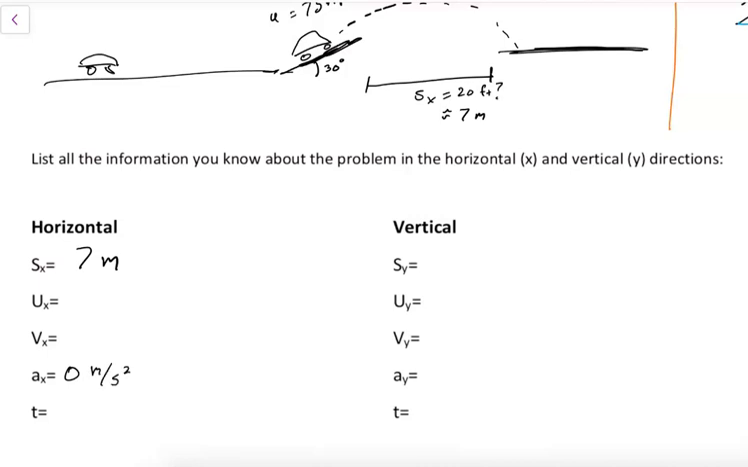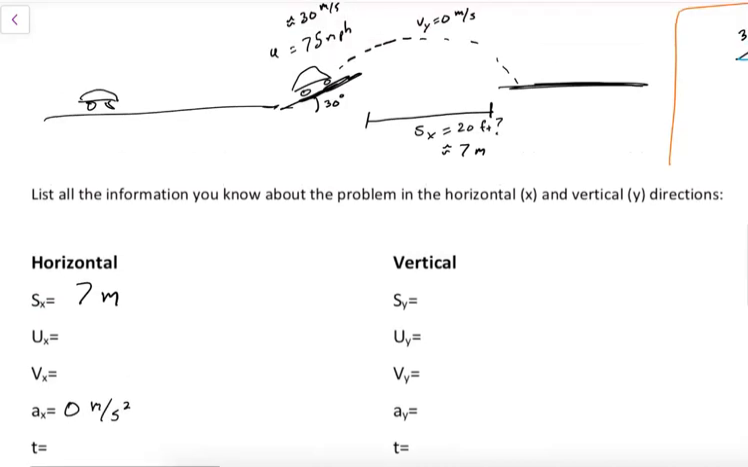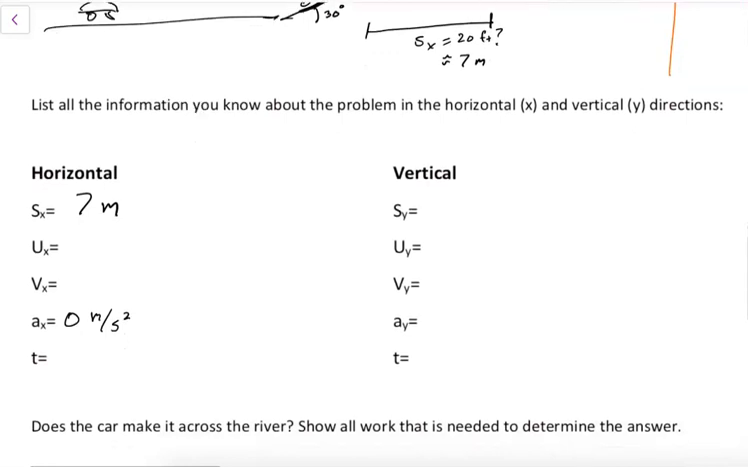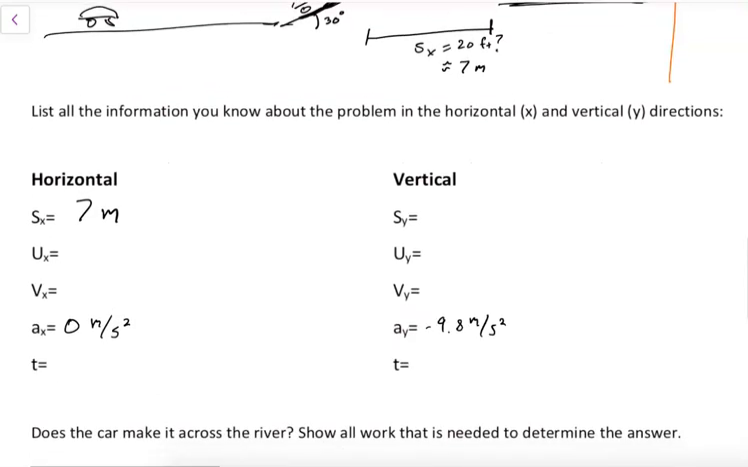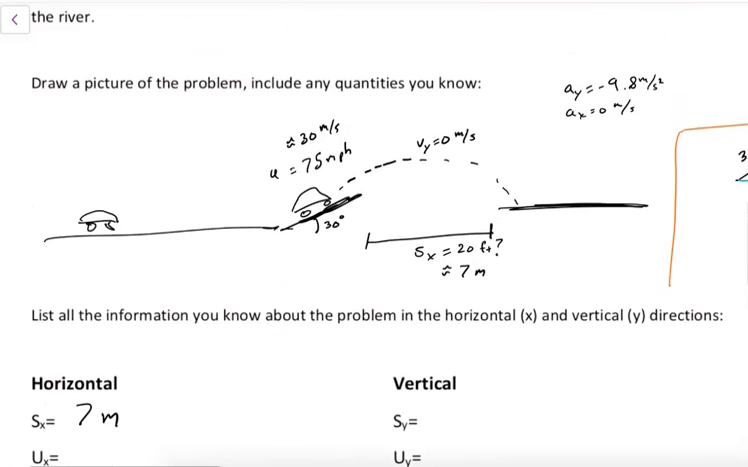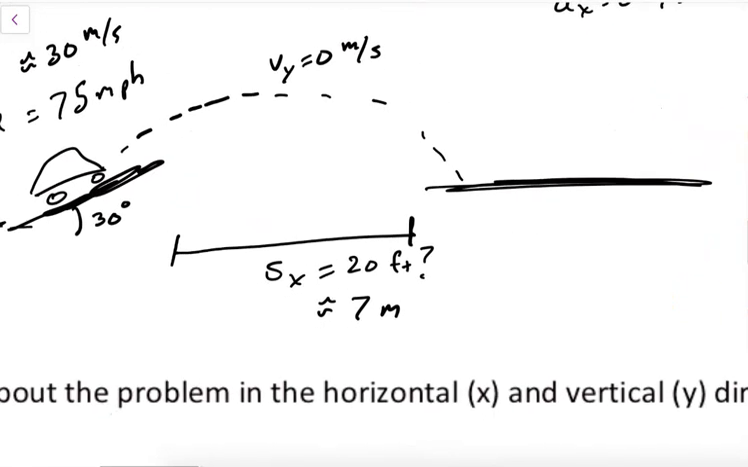We don't have time. We don't have our height, our s of y. We don't have our u of y yet. We have our a of y, which is negative 9.8. And t. Actually, there is something we do kind of know, but it really depends on what we're trying to solve for. If we're really just looking at, let's just look at from point A. So let's identify where point A is. Here's point A. And let's say this is point B.